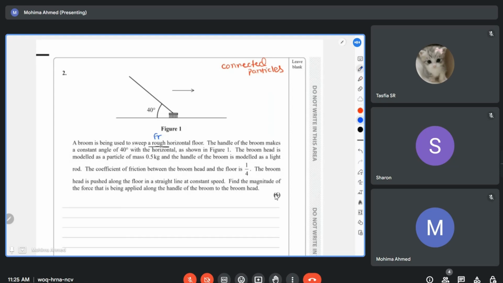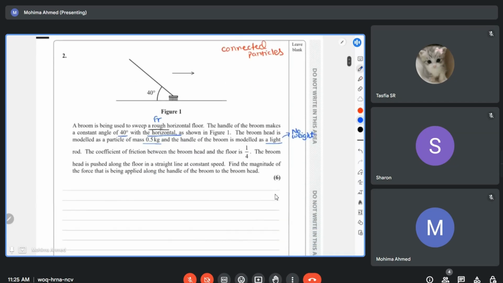And the handle of the broom makes a constant angle of 40 degrees with the horizontal. And as shown in figure 1, the broom head is modeled as a particle of mass 0.5 kg, and the handle of the broom is modeled as a light rod. Light means that the weight of that rod is not taken into consideration, right? So light means no weight.